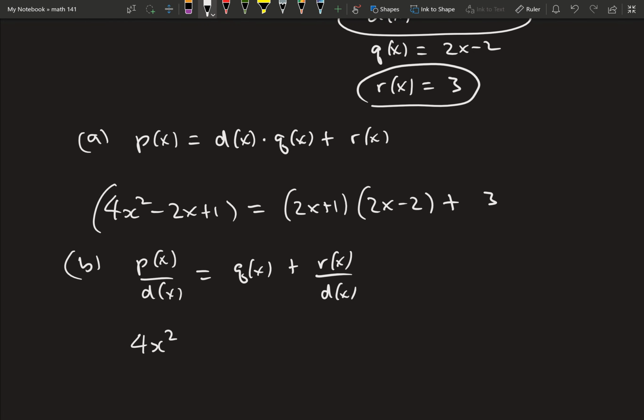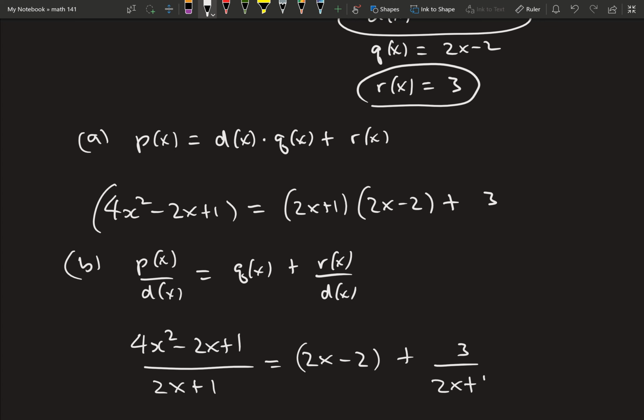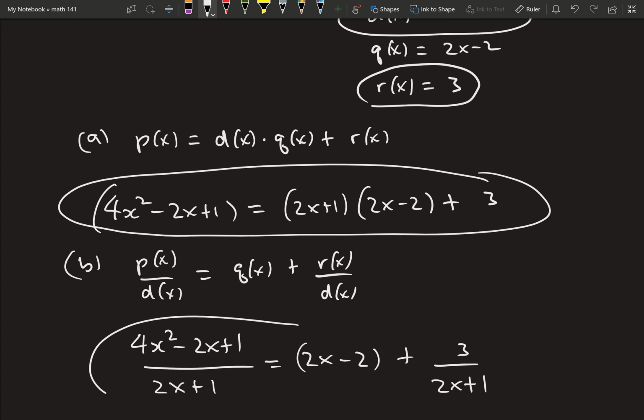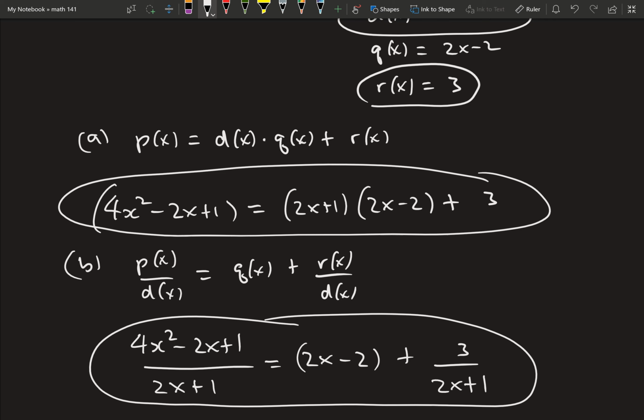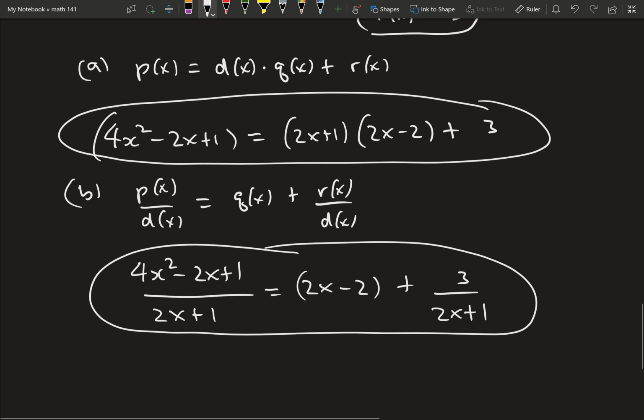So 4x squared minus 2x plus 1 divided by our divisor of 2x plus 1 is equal to the quotient 2x minus 2 plus the remainder 3 divided by 2x plus 1. So you could write, depending on what is asked for, both of these are equivalent, and both of these are the correct solution. Okay, so that's one example.